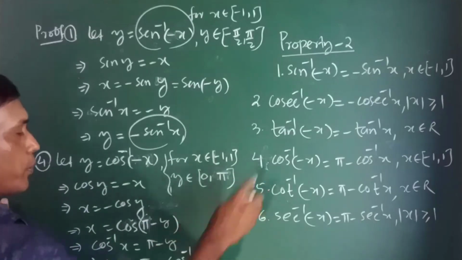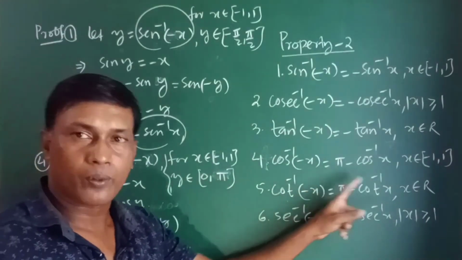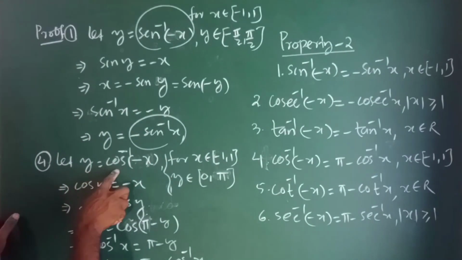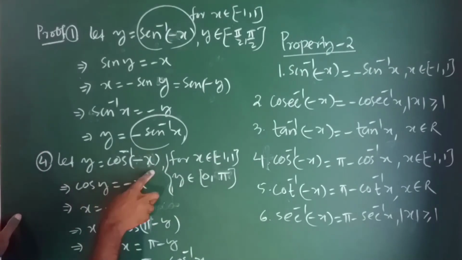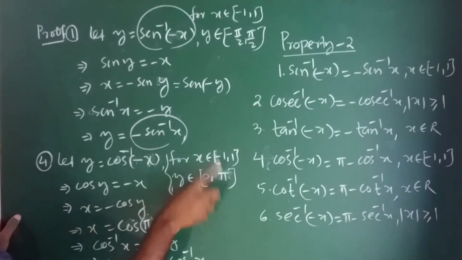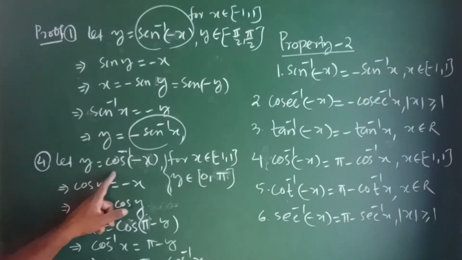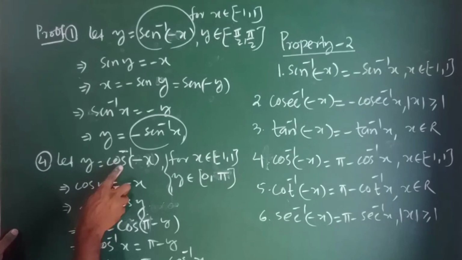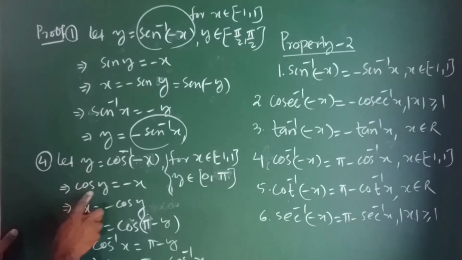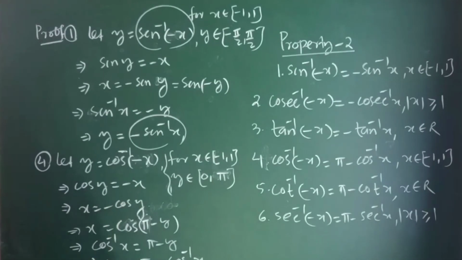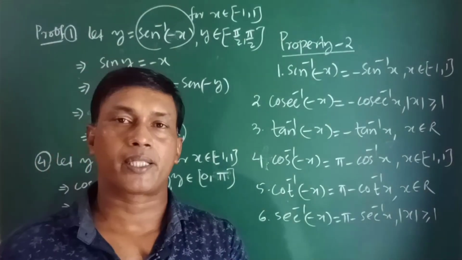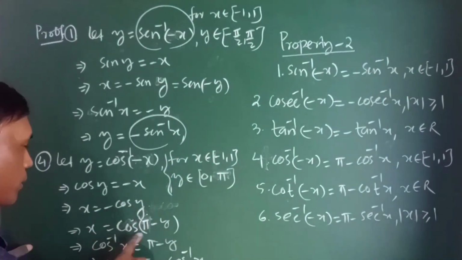Next I will prove 4. Cos inverse minus x is pi minus cos inverse x. Let y is equal to cos inverse minus x, and you know x belongs to the domain of cos inverse, and y belongs to 0 to pi. If y is equal to cos inverse minus x, then cos y is equal to minus x. Now if cos y is equal to minus x, multiplying by minus 1 on both sides, x is equal to minus cos y, and minus cos theta is cos of pi minus theta. So minus cos y is cos of pi minus y.